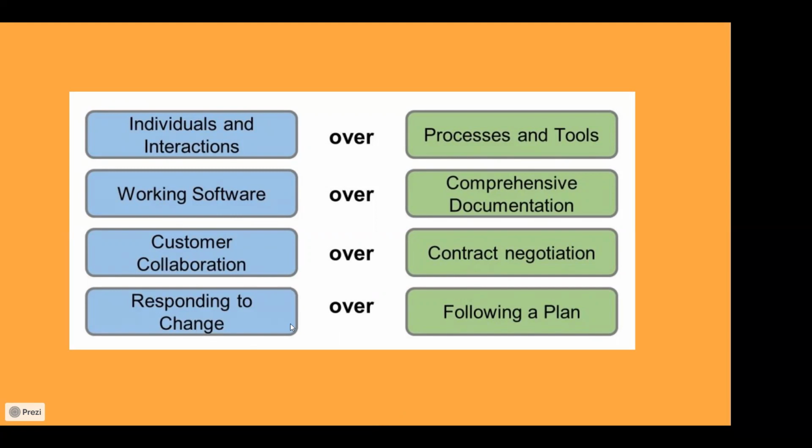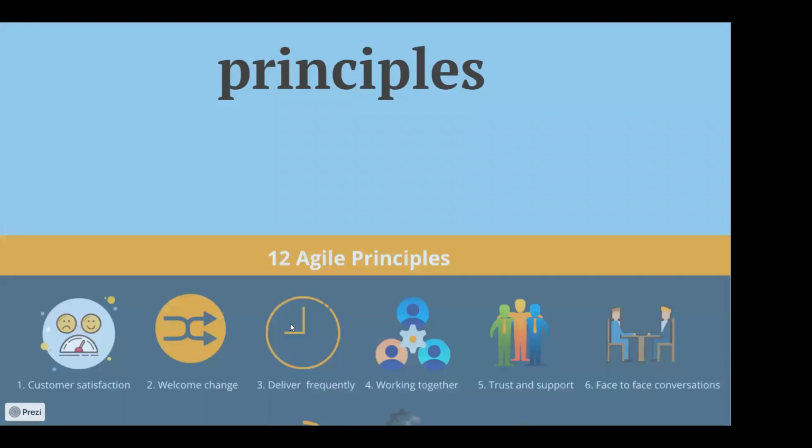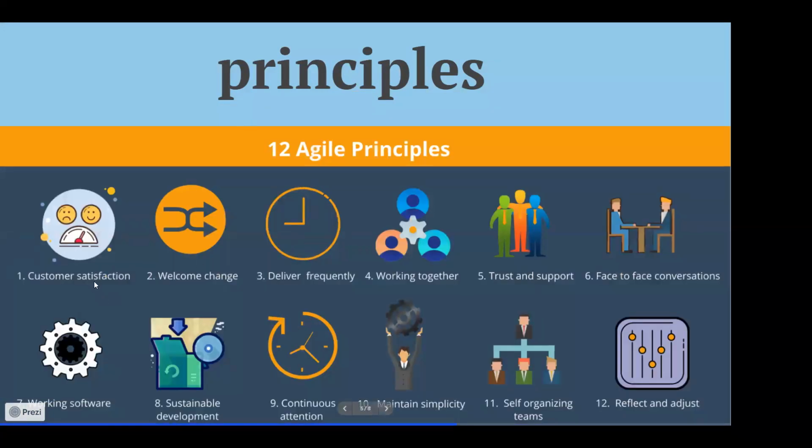Now let's see the principles of Agile methodology. We have 12 principles of Agile methodology. The first principle is customer satisfaction. Our highest priority is to satisfy the customer needs through early and continuous delivery of the software. Next, welcome changes, even late in development. Next, deliver frequently: deliver the working software frequently. Working together: the business people and the developers should work together throughout the entire project for building a good quality product.